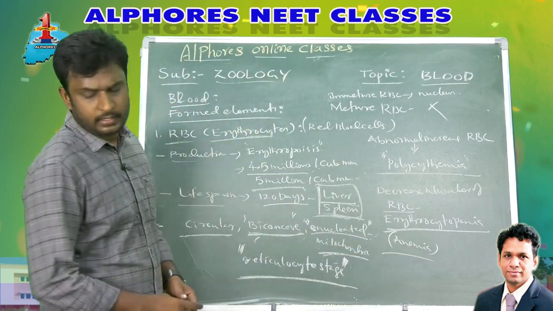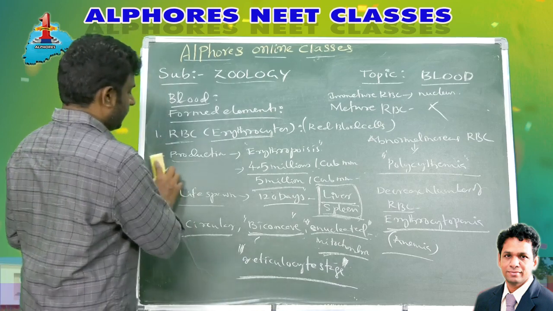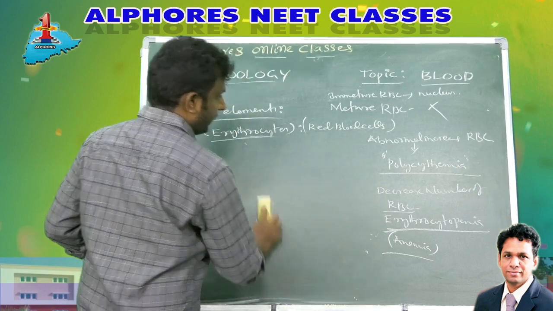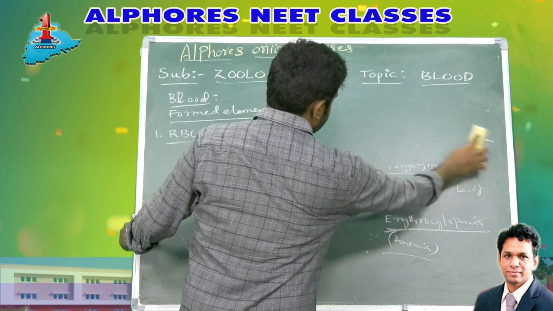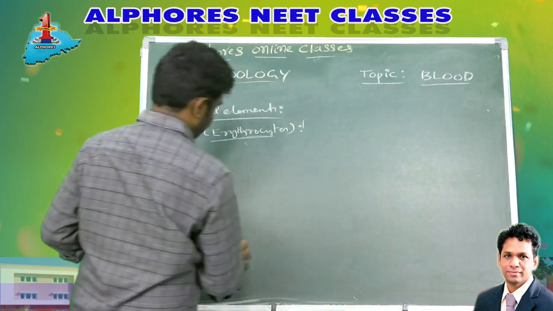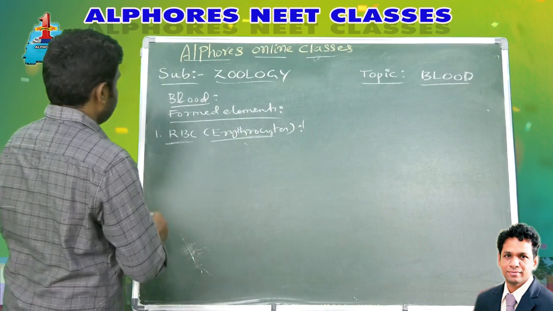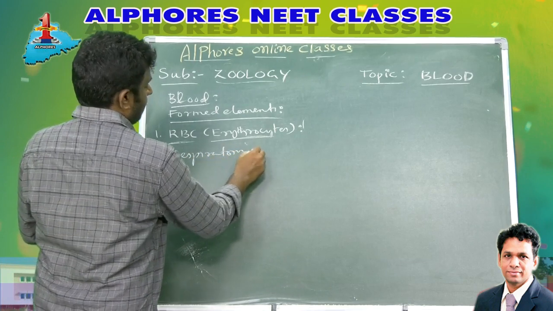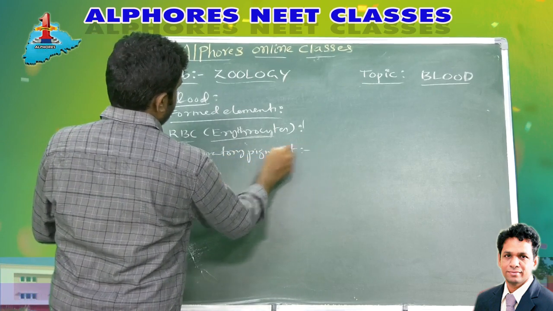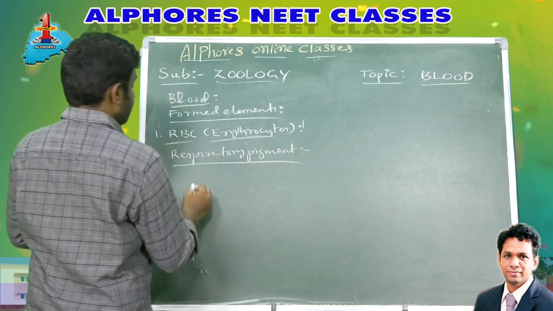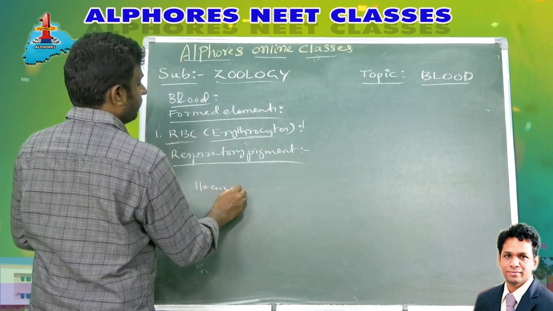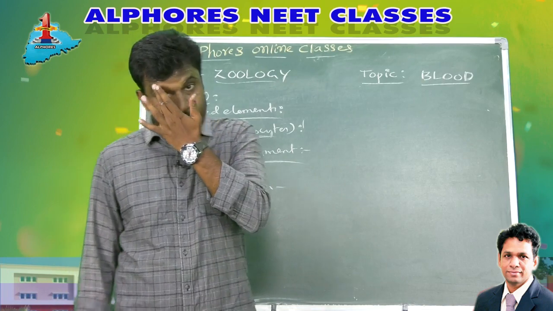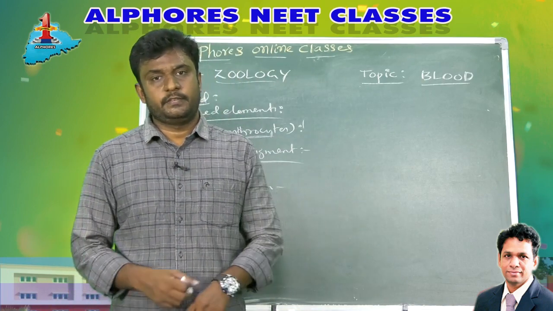Then the most important component present in the RBC. What is the most important component present in the RBC? That is the respiratory pigment. The respiratory pigment present in the RBC is hemoglobin. Hemoglobin is the respiratory pigment which is useful for the transport of gases.